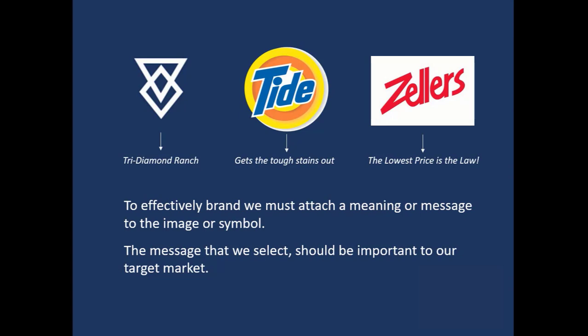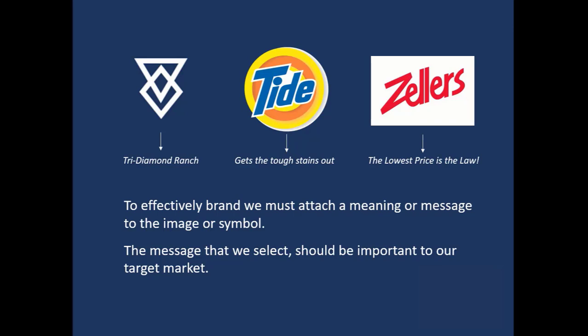Here we have two product brands, Tide laundry detergent and the old defunct Zellers department store stylized brand name. Even though Zellers has gone bankrupt, I'm still going to use it because it's good for reinforcing a point that I want to make. And that point is, when creating a meaningful differentiation between brands, we must attach a brand meaning or message to the brand image. This brand message should tell consumers the benefit of buying the product.